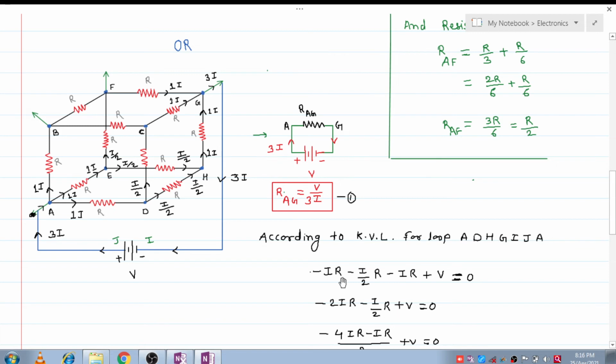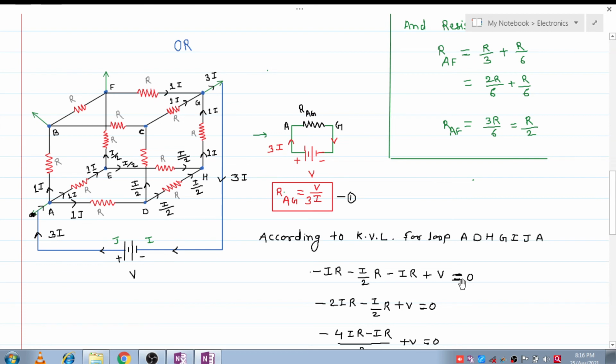So the current is I, so 1I, that is IR. Then D to H, that is the half current, so that is I by 2 R. Then this is the minus IR, because we are moving from the positive terminal to the negative terminal. So there is the minus sign. Now we are moving from the negative terminal to the positive terminal, from I to J, so here we take the positive sign. This voltage V is equal to 0.